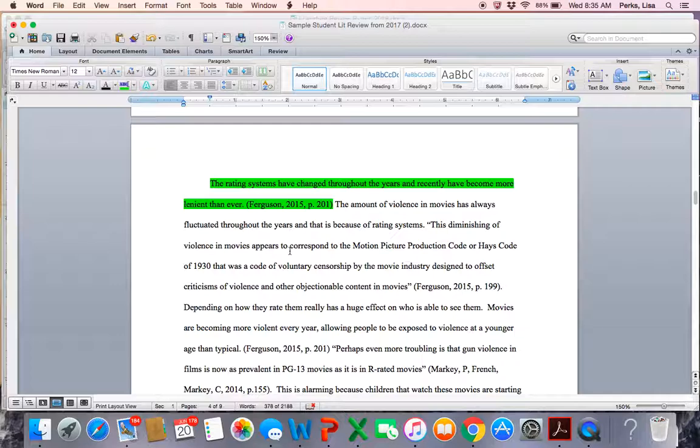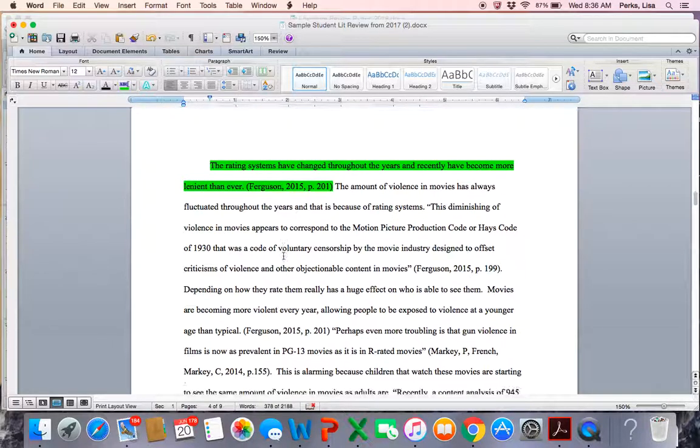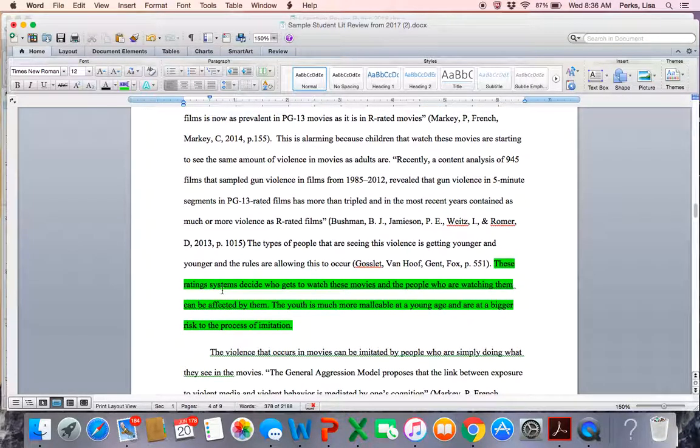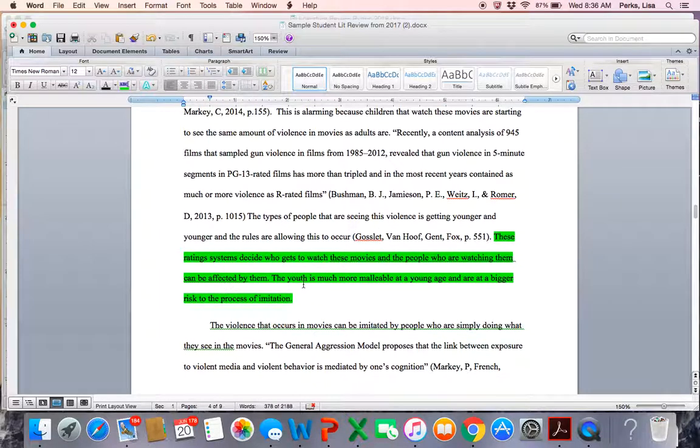Now, as we scroll down, this is a paragraph that's kind of in a weird spot. It was important for Bob to cover the rating systems because those are designed to protect children from violent content. And because we have a rating system, that acknowledges potential harms or dangers for children and potentially even young adults who are exposed to media violence. So although this paragraph is in somewhat of a weird spot, it's kind of an abrupt inclusion, Bob does really well at the end explaining essentially why he needed to include this paragraph. So you'll see at the end, the youth is much more malleable at a young age and are at a bigger risk to the process of imitation of violent media content.